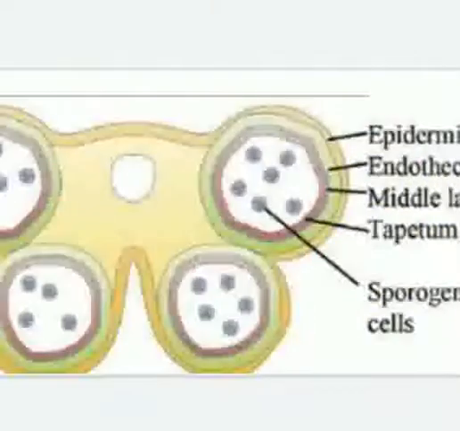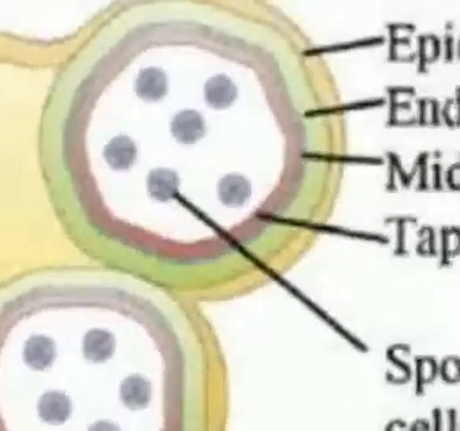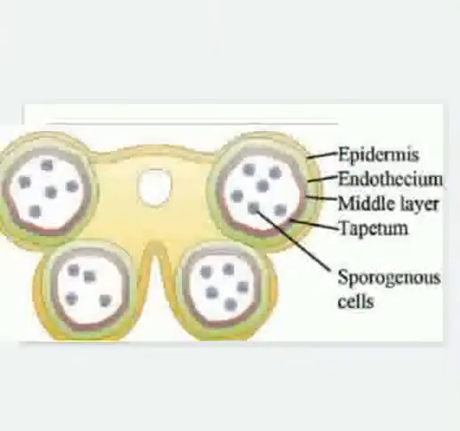Now I am showing you the structure of the microsporangium. In a young anther, while it is still attached in the flower, the TS reveals the presence of the outer wall, the epidermis. As you can see in this figure, the outermost part is the epidermis, which covers it from the outer side.